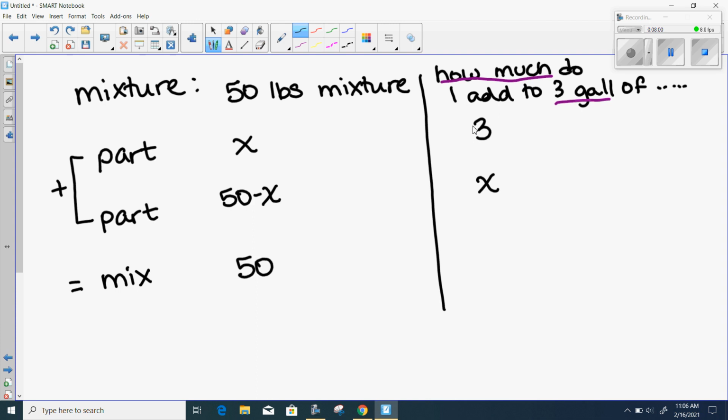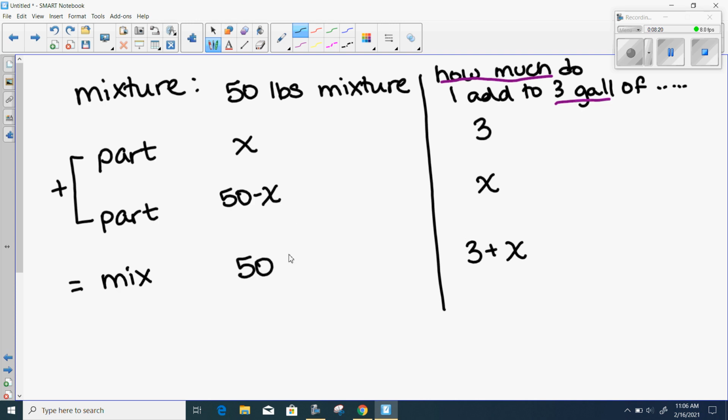I know a fixed amount for one piece. The other amount, that's what I'm trying to figure out. Do I add 1 gallon to it? Do I add 6 gallons to it? I don't know. So if these are my two parts, then my whole is the sum. We said we always add the two parts to get the whole.